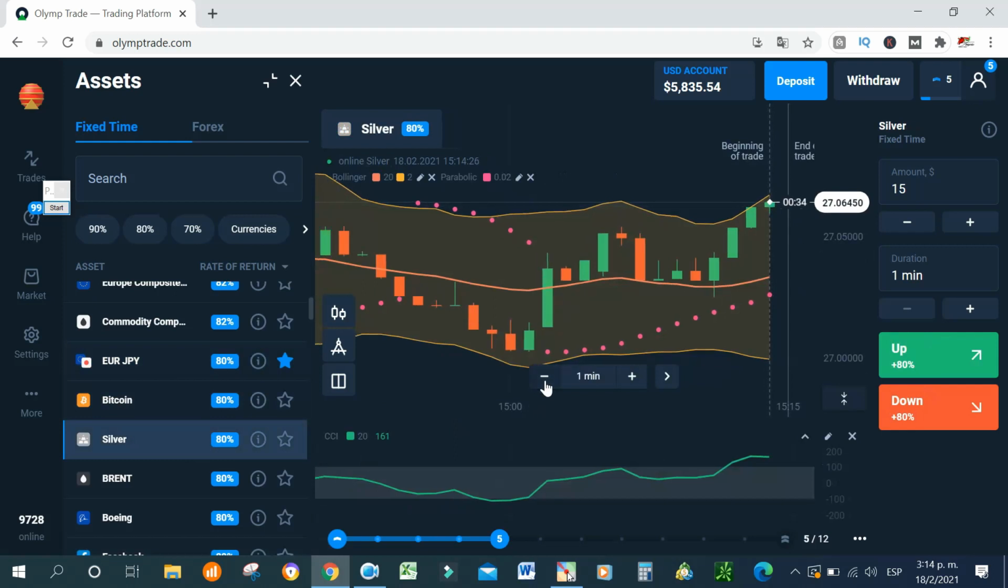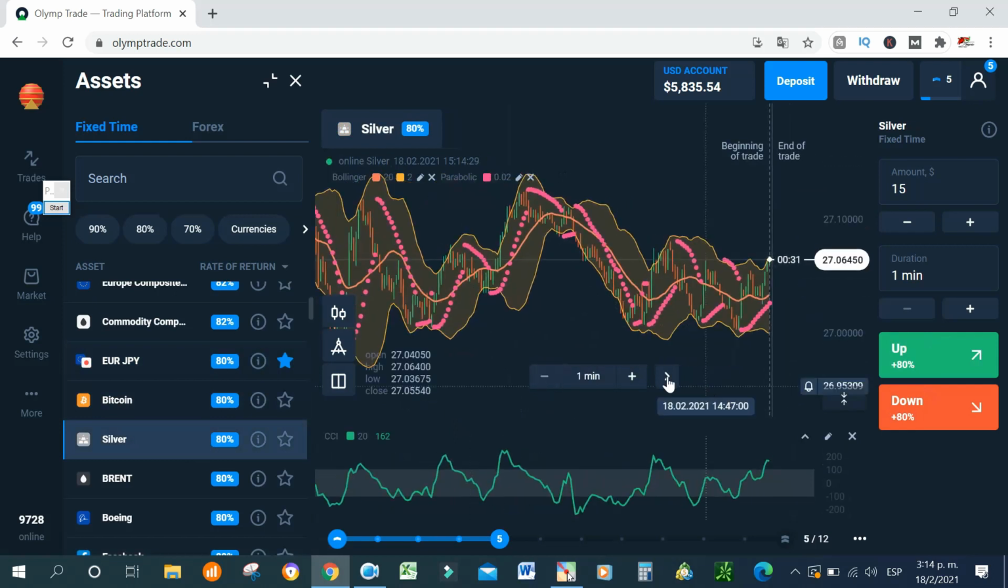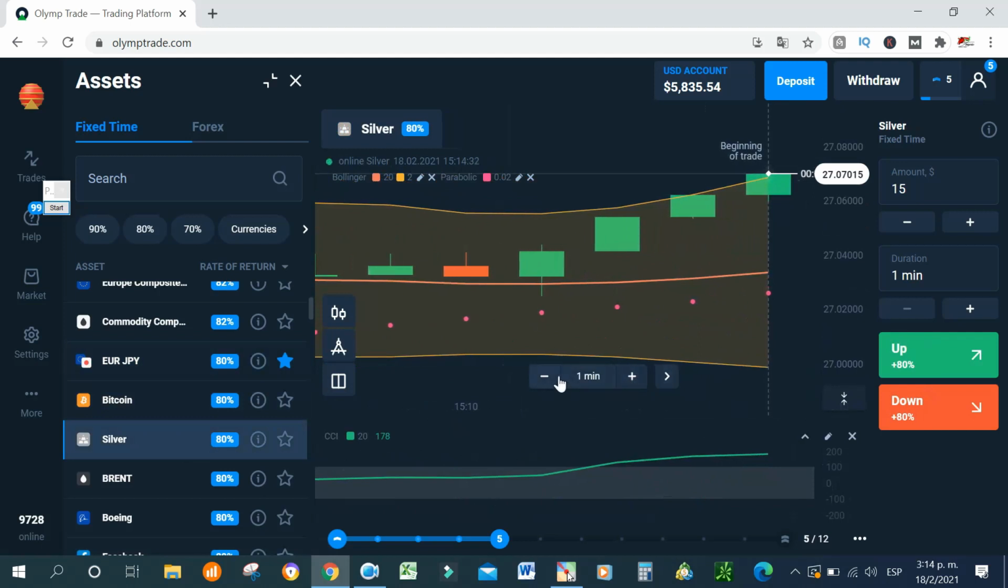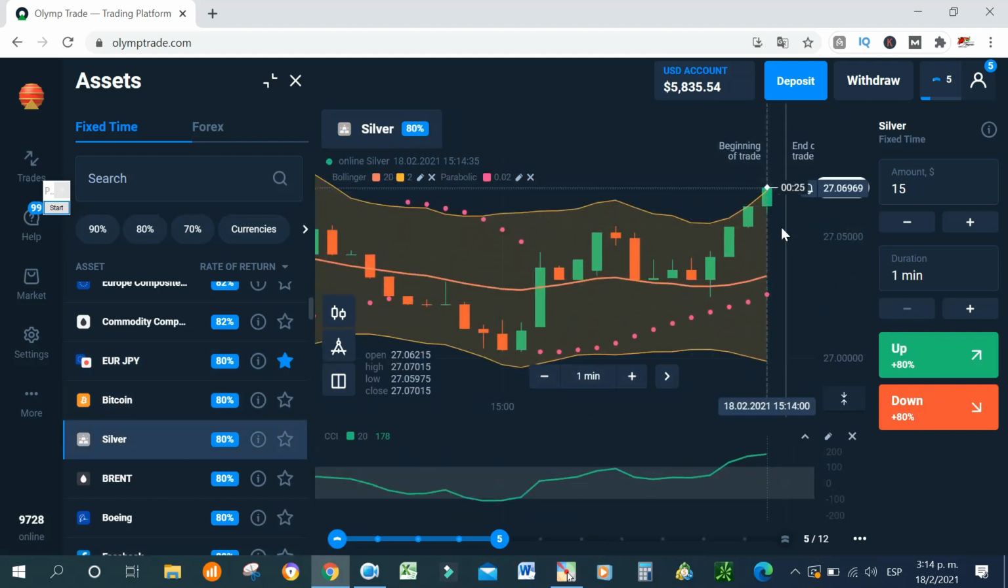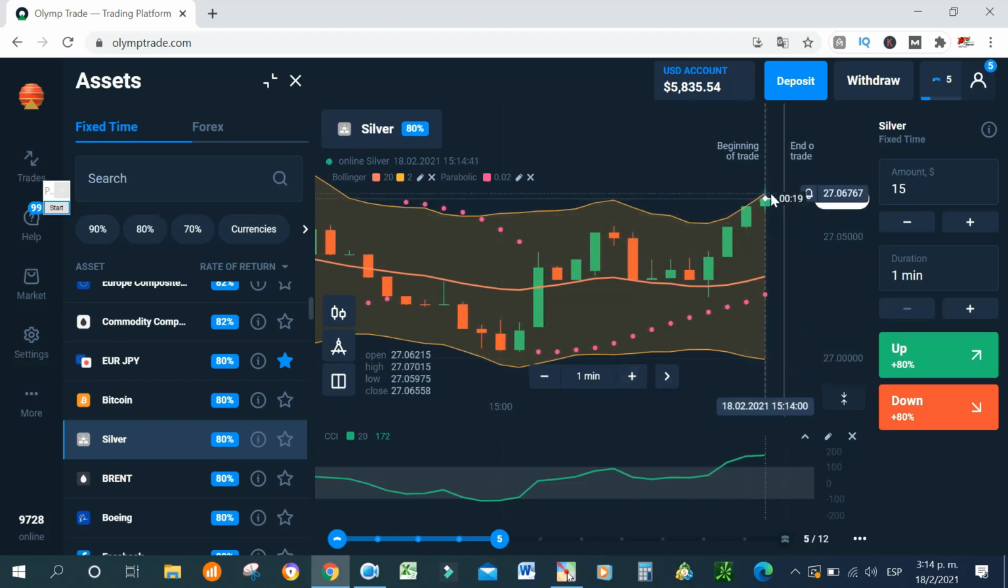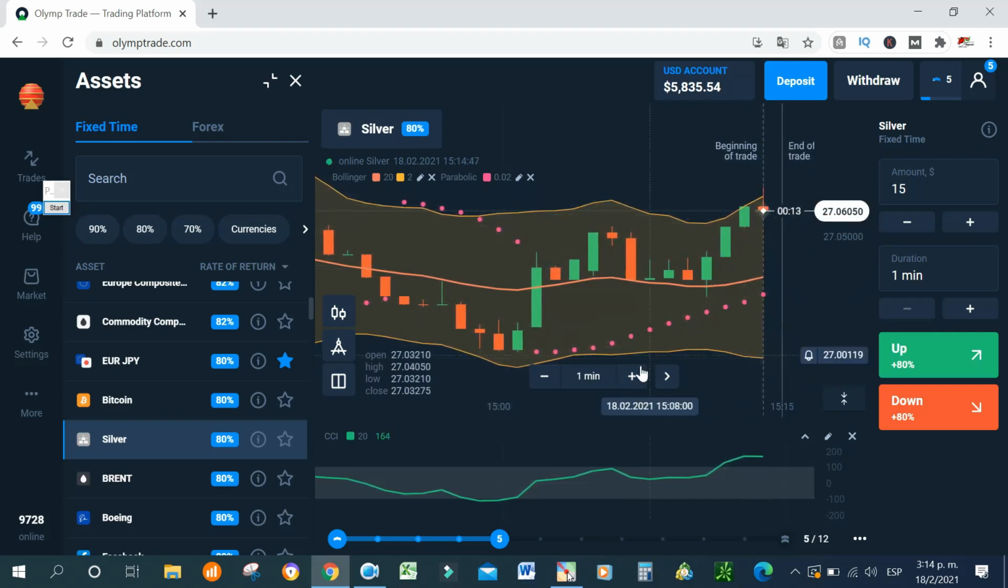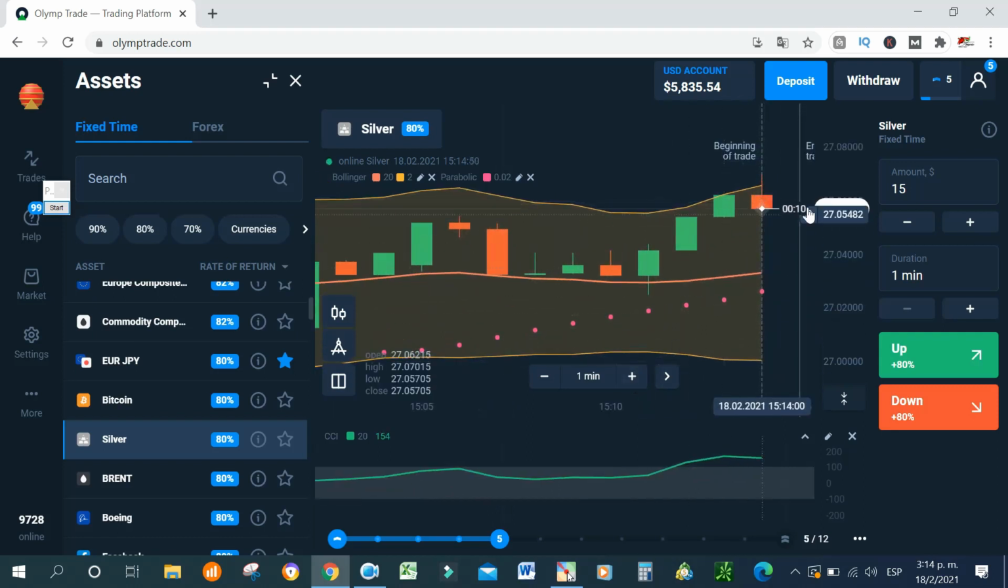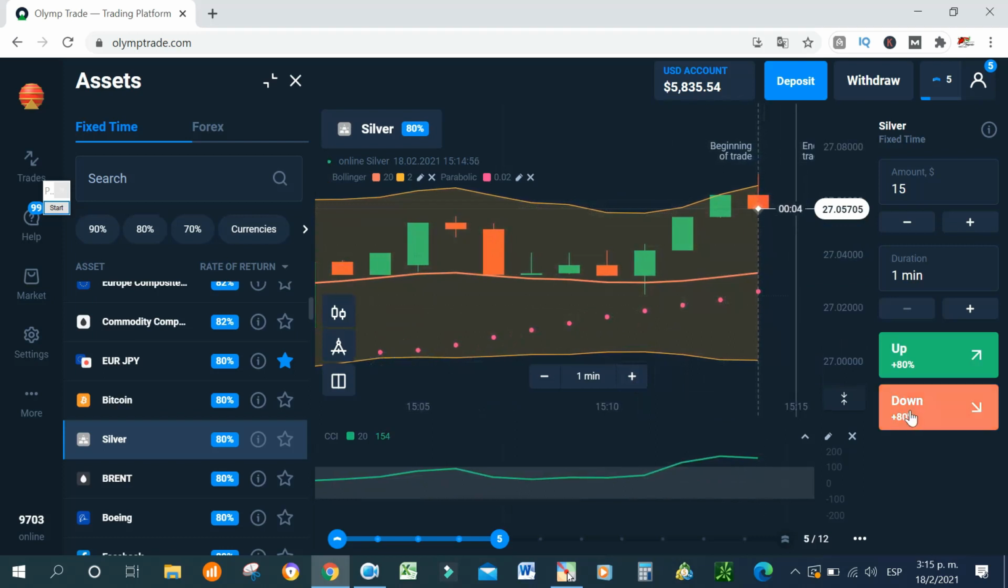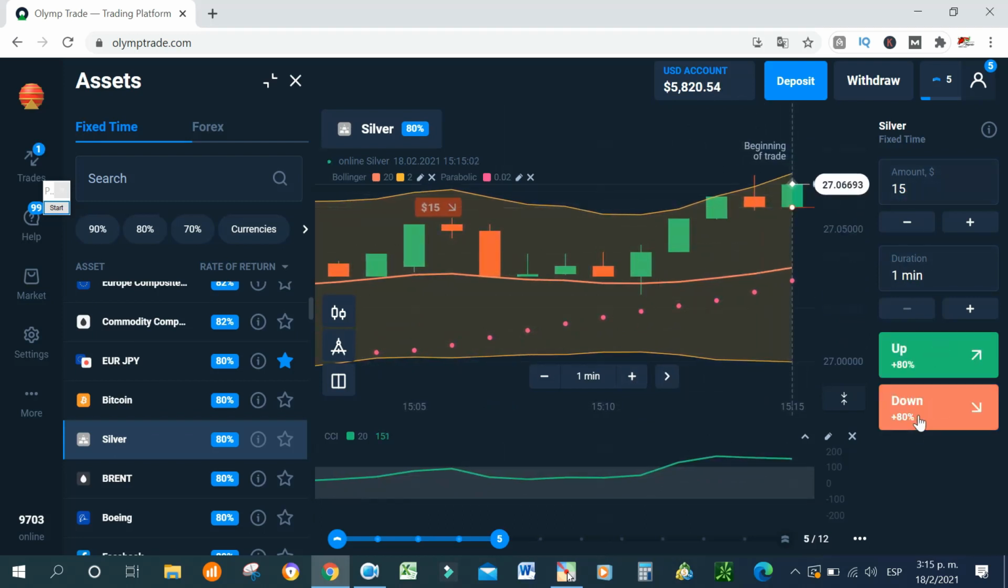All right, we have the silver here. Let's see the silver. Yes, I think it can give me an opportunity here. Let's wait for this candlestick to close to see what happened. Yes, we are seeing rejection just here above with this wick, and we have 10 seconds left. So I think it is an opportunity to go down. All right, let's wait a little bit.